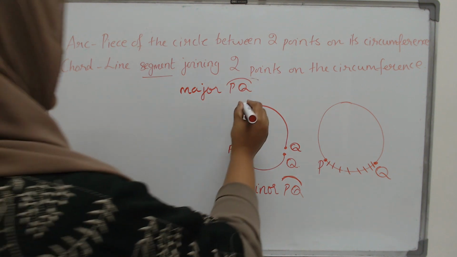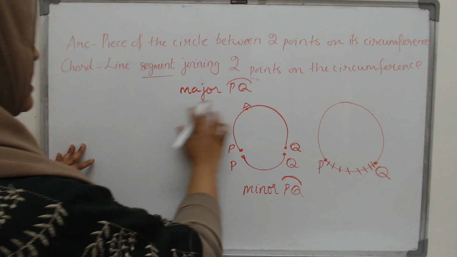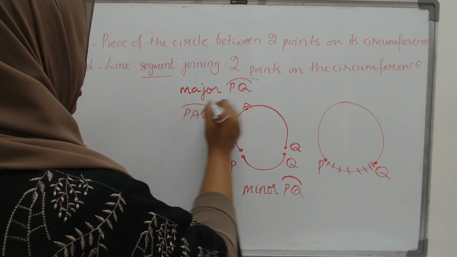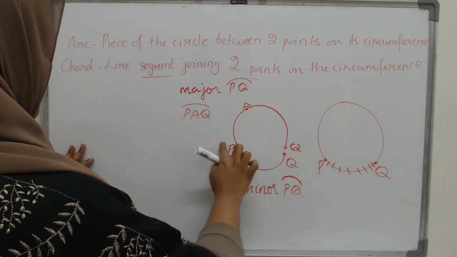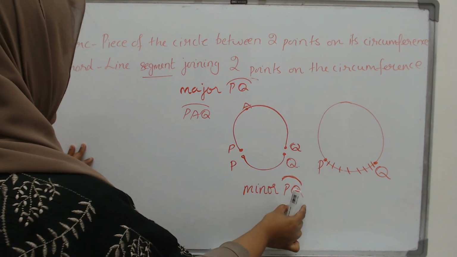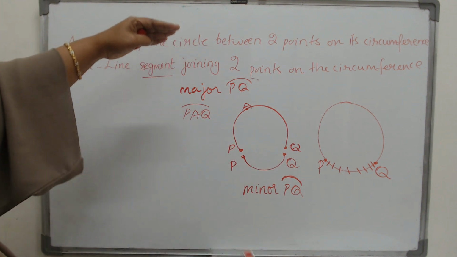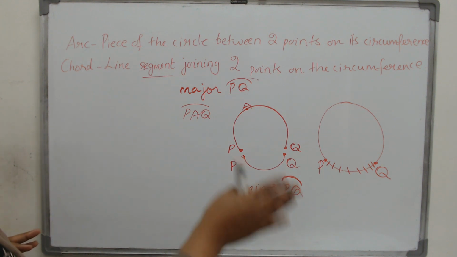Do not take O, because usually we use O to denote the center of a circle. Take any other alphabet, suppose A. Take randomly any point and instead of writing it like this, write it as PAQ. That means we are talking about a bigger piece of the circumference. This will be a smaller piece and this will be a bigger piece. So whenever you cut a circumference, you will get 2 different pieces, one small, one big.